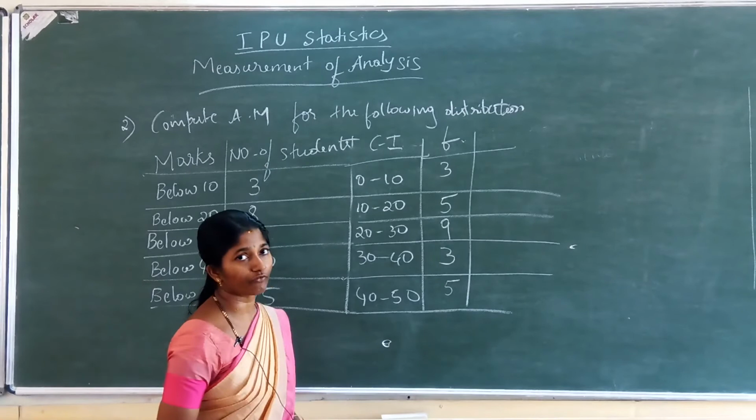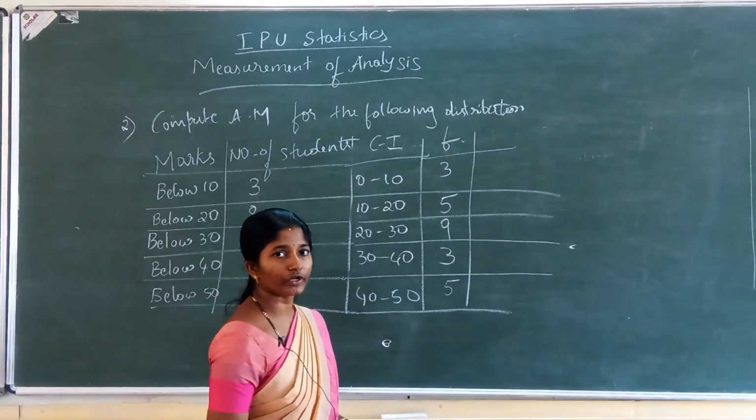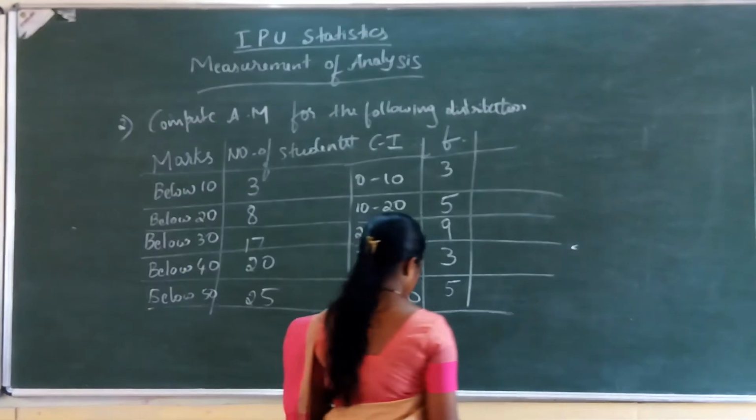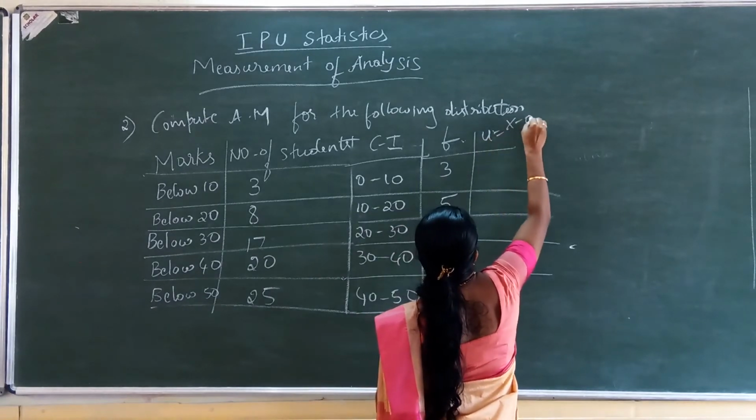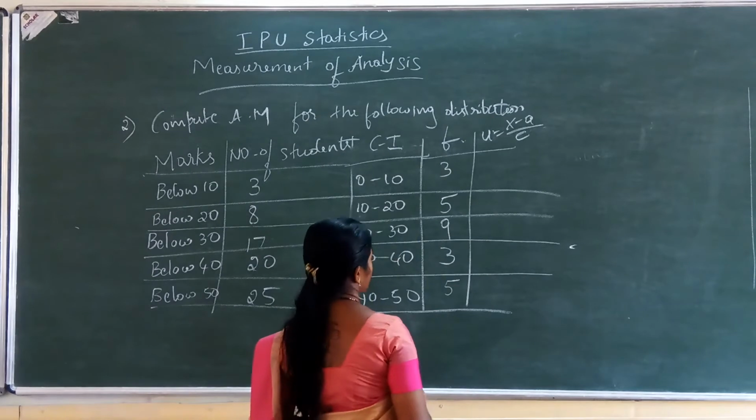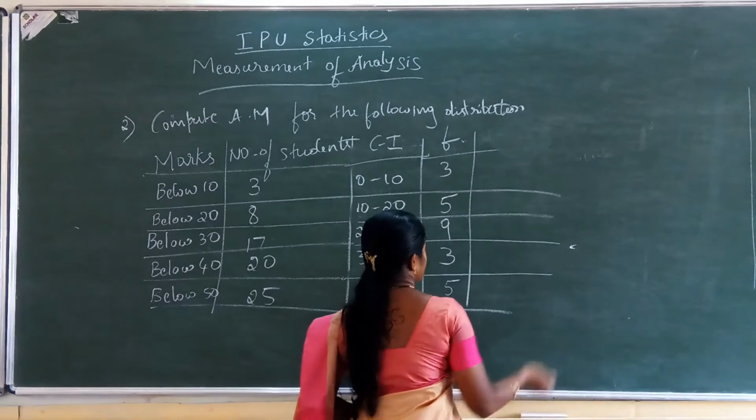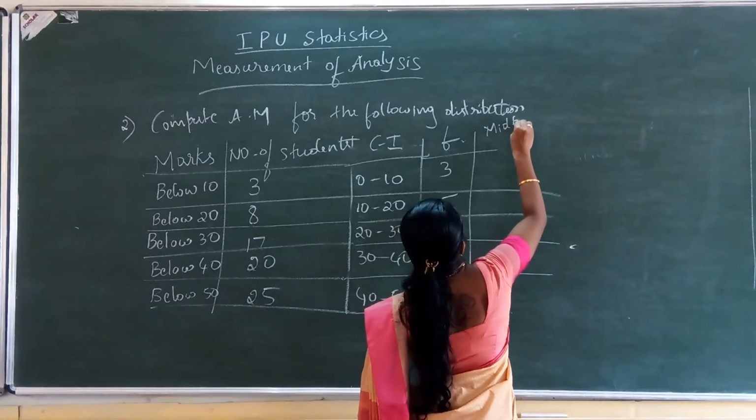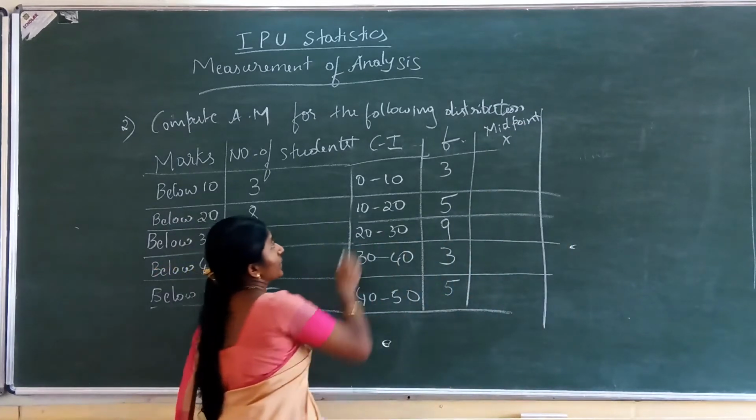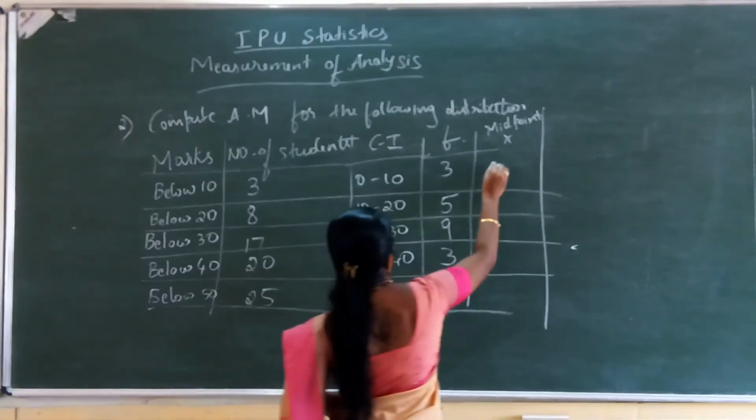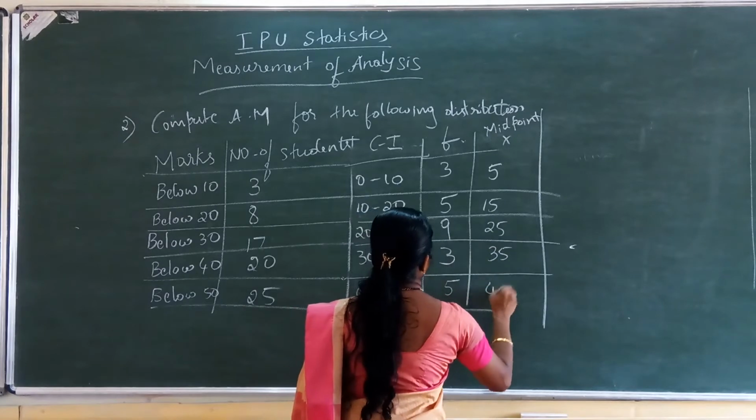Here this one is an exclusive type of class interval. Class interval, frequency: you can use the direct or a shortcut method. Any method you can use. I will use the step deviation method, x minus a divided by c. Before that, we have to write the midpoint, that is x. 0 plus 10 divided by 2, that is 5, then 15, 25, 35, then 45.